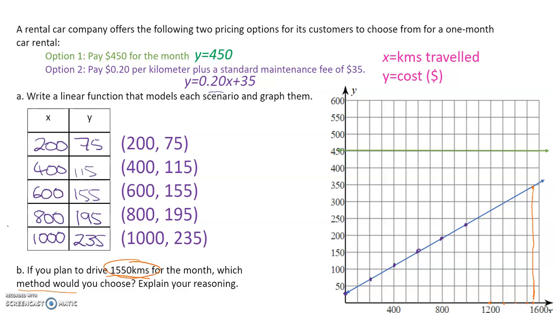And we can verify that mathematically by substituting 1,550 into our equation. We know it's y equals 0.2 times x, which is 1,550, plus 35. Enter that into your calculator, which is $345. So this option is definitely less. We would have to travel many more kilometres, as you can see from the graph, if this continued, before we hit the $450 mark. And then after that, option 1 would be better value. But for the answer for this question, it's definitely option 2.